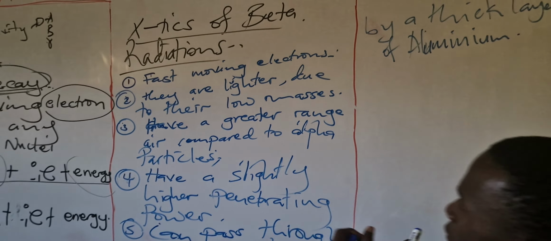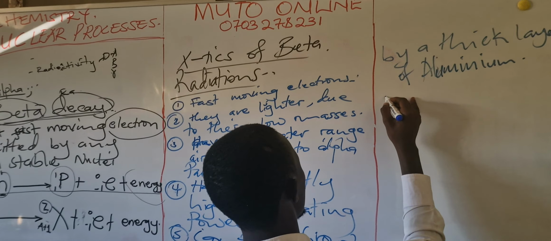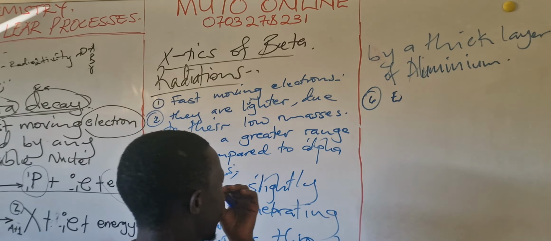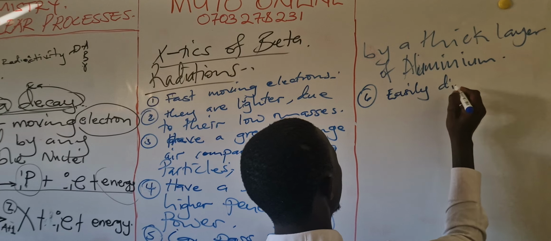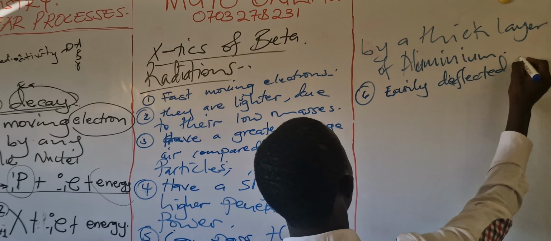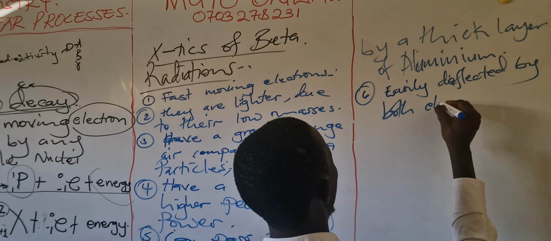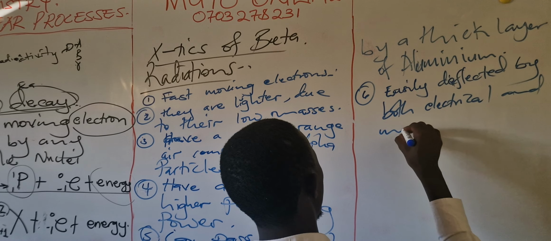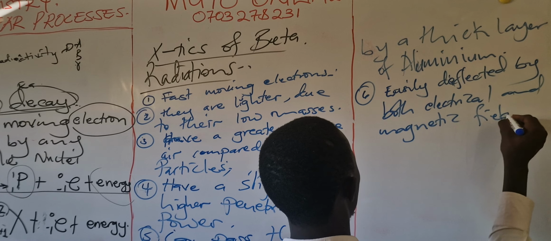So these beta radiations still, they are very light. We know that. Being very light, they are easily deflected by both electrical and magnetic fields.